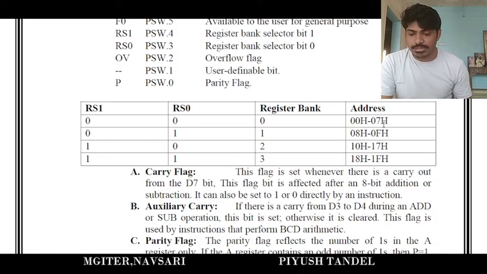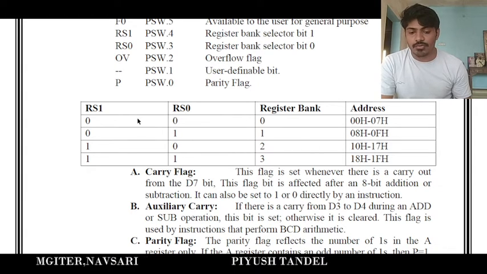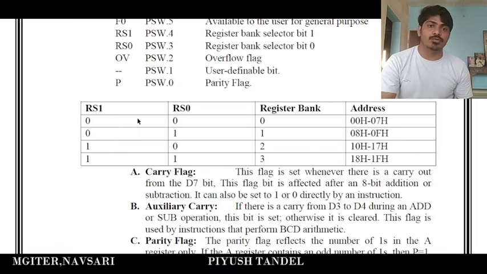Now this is the table for the register bank selector, the ones and zeros, showing how we are going to select a bank and what address is going to be stored in that.